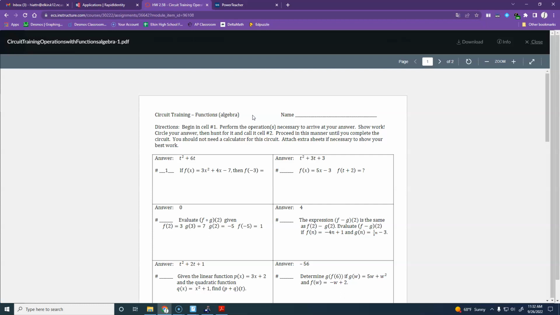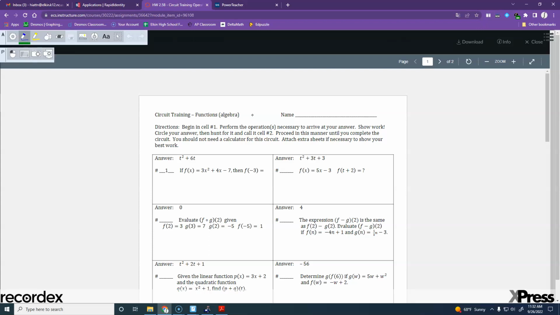Some of these are going to be super duper simple. You're going to start with this one right here. And it just asks you to find f of negative 3. So f of negative 3 would just be 3 times negative 3 squared plus 4 times negative 3 minus 7. That would be 3 times 9. Make sure you do your exponents first. Negative 12 minus 7. So 27 minus 12 minus 7 is going to be, see, 27 minus 12 is 15 minus 7, 8. Okay, so we get 8 as our answer.